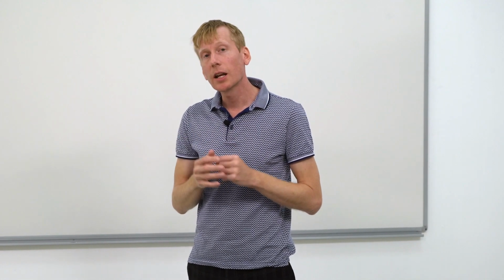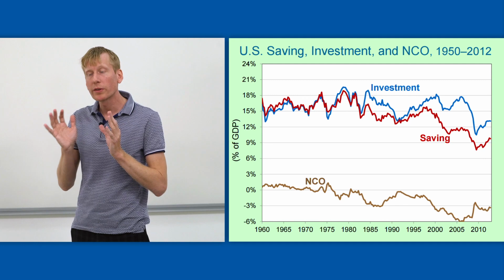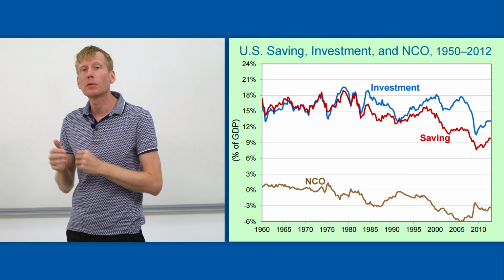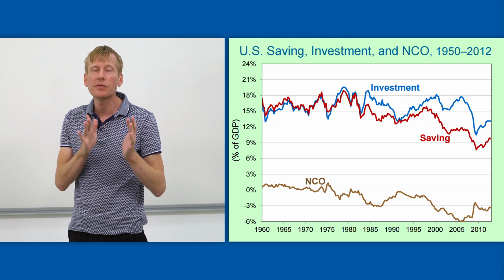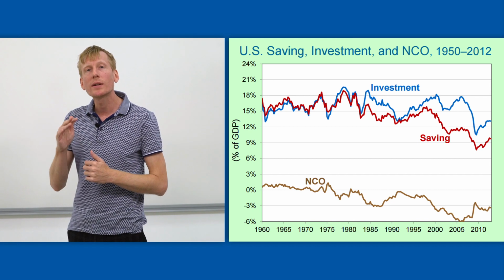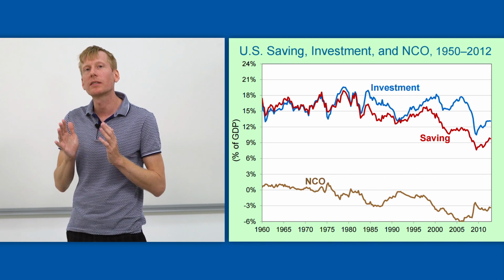And we can see on this table with the U.S. saving and investment and net capital outflow over these decades from 1950 to 2012 that there was a period at the beginning of that graph in the 1950s and 1960s when saving and investment in the United States were pretty much the same.